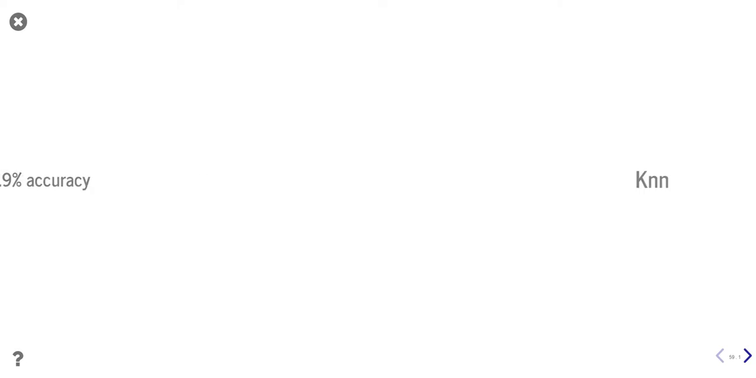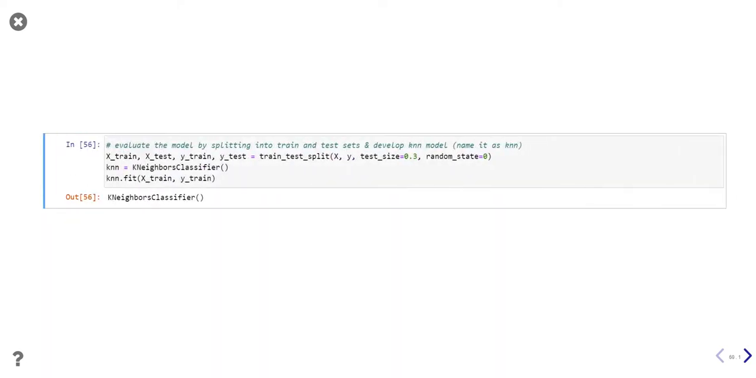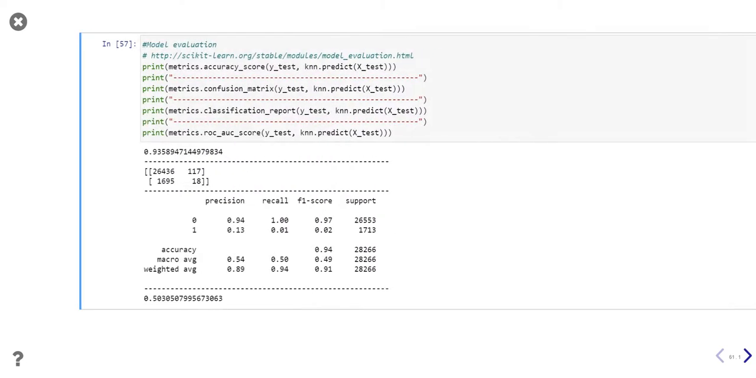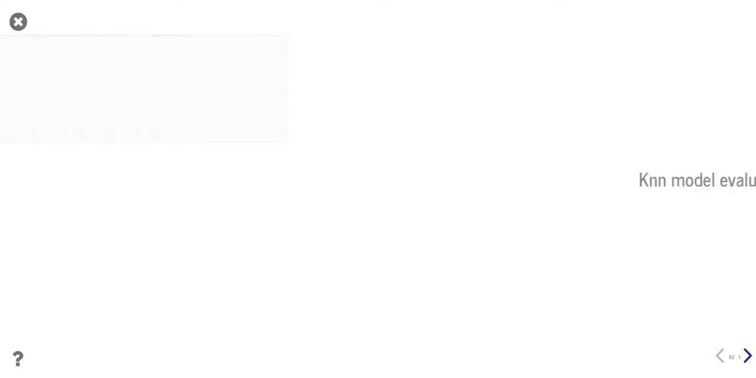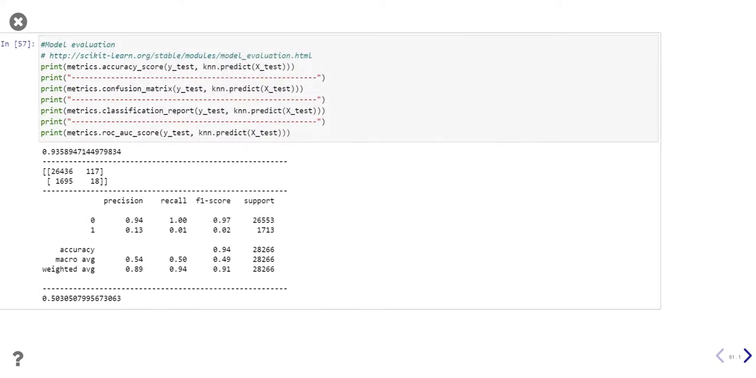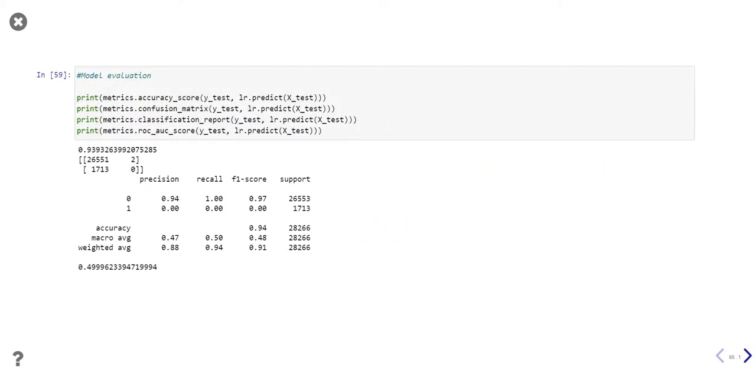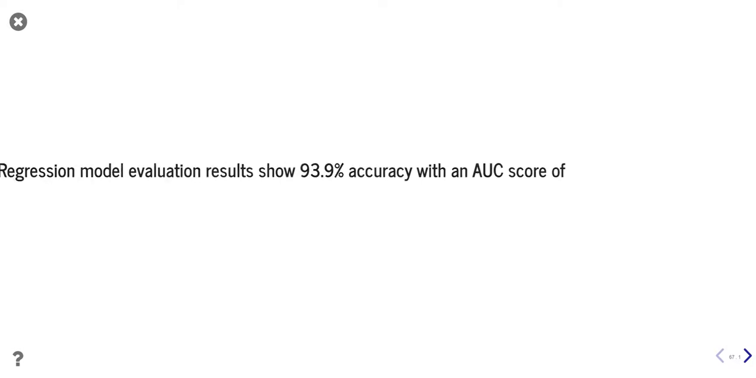And then we got KNN, which is K-neighbors classifier, and we were able to get a 93.6% accuracy with an area underscore 0.5. Logistic regression, there it is again. There's our score, 93.9 and 0.5 area underscore as well. So that showed that our best classification model was decision tree.